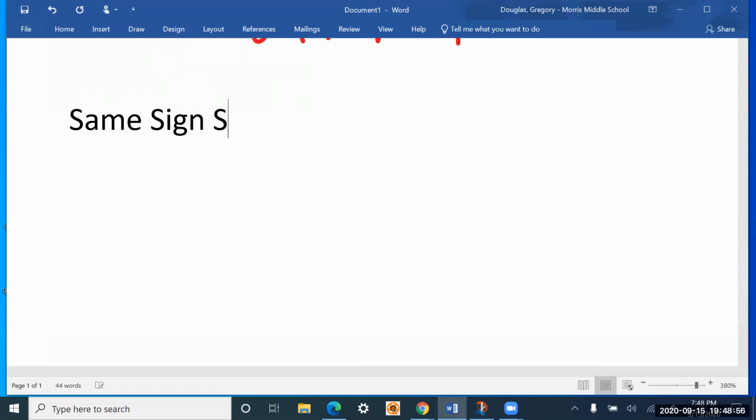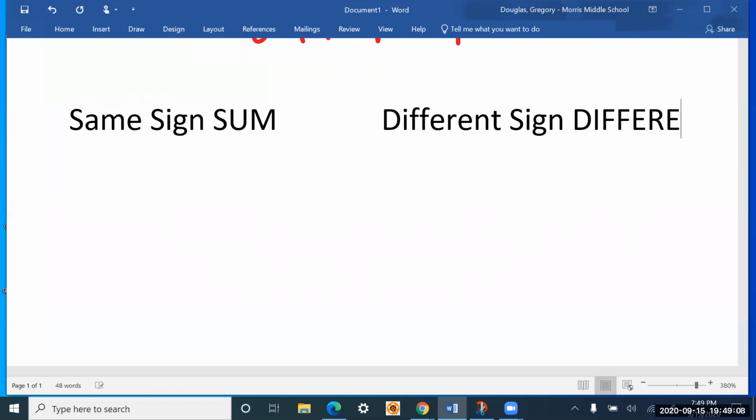Same sign, sum. Different sign, diff, or difference. Let's just write it out. I like to abbreviate a lot, okay?